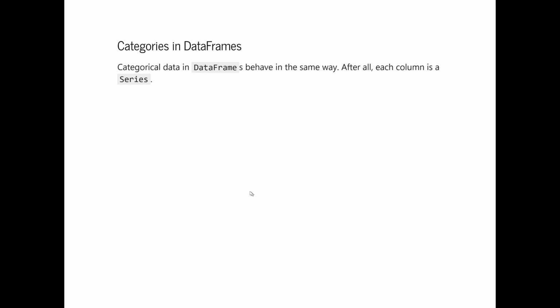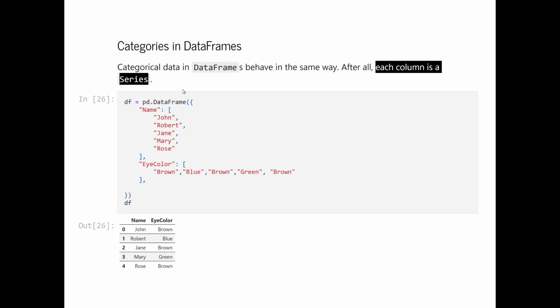All right, so now let's take a look at categorical data stored in data frames. Of course, the data frame is a collection of columns, and each one of these columns is a series, so there's going to be a lot of similar behavior, obviously. Here we have an example of a small data frame. We're using a dictionary to construct this data frame, and there are two key value pairs in here. Name is the name of the person, and eye color is the eye color.